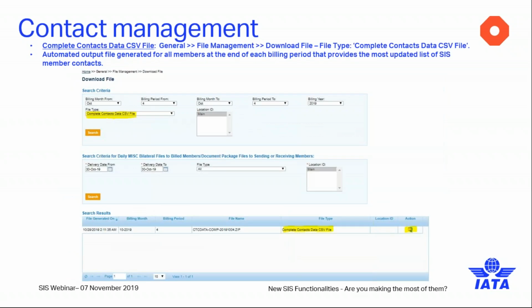There is also another way for you to receive contact information for other SIS members. This is usually used for automation purposes, or if you wish to have this file pushed to you at the end of each billing period. This is called the Complete Contacts Data CSV file. You access this file through your Download File module from the General screen, File Management, and Download File. The file type would be Complete Contacts Data CSV file, and this is an automated output file that's generated for all members at the end of each billing period.